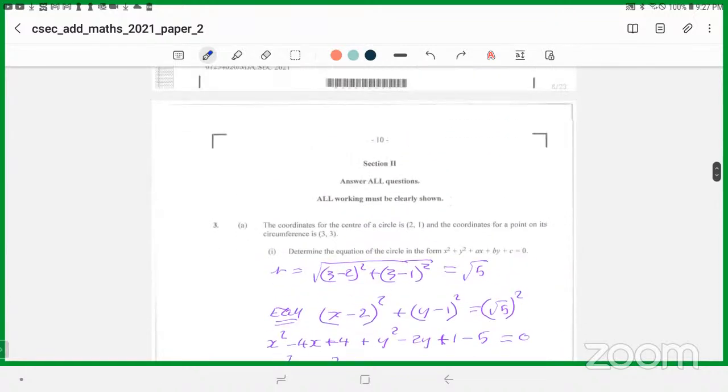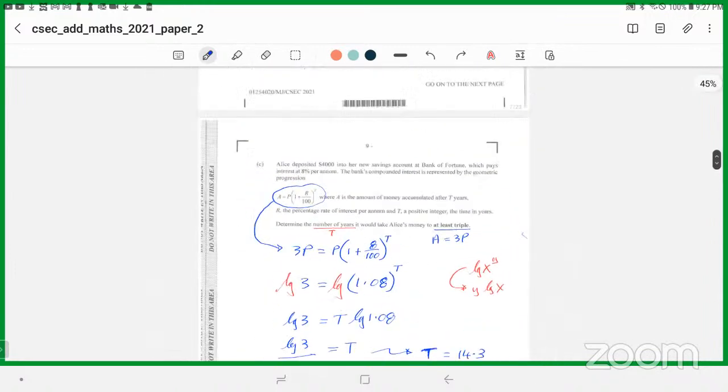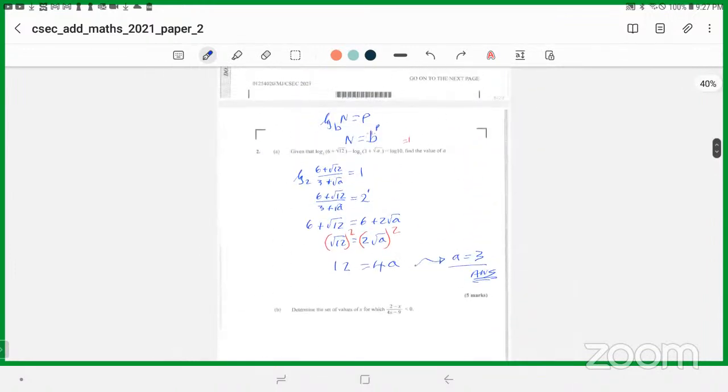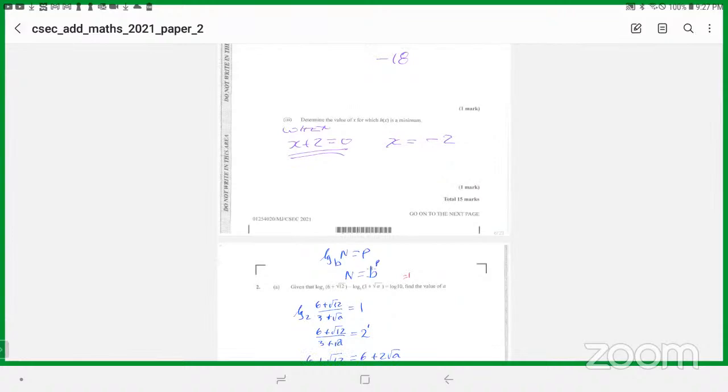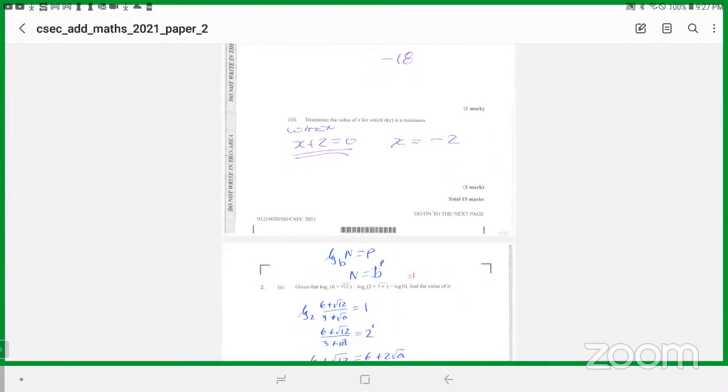Sorry about that, guys. All right, so that's 2021, and that finishes that question. Let's move on to 2020, 2019. There was no exam in 2020. So 2019.